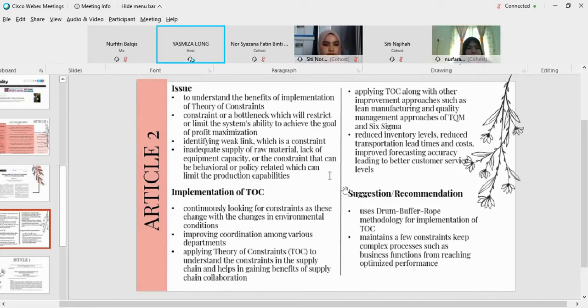So the next is implementation of TOC. The first one is continuously looking for constraints, as these change with the changes in environmental conditions. And the second one is improving coordination among various departments.